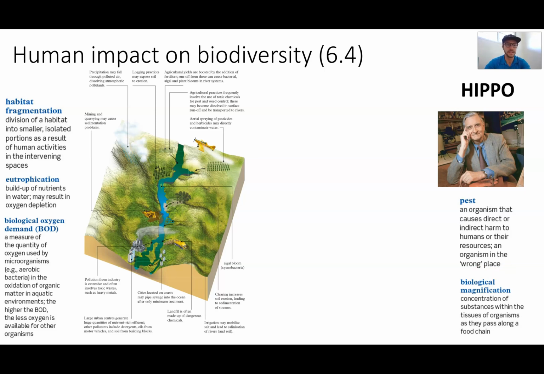Then the P stands for pollution. So this can be pollution with the air, with gases, with pesticides, as well as pollution in the water and pollution of the land, so landfill.